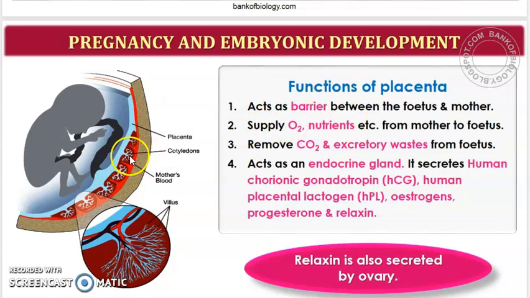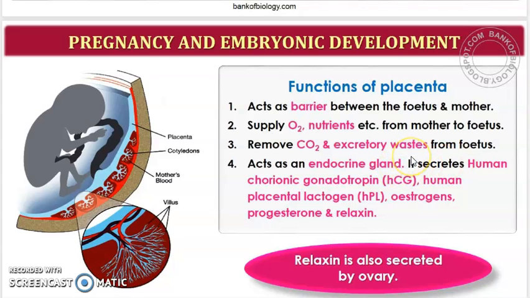So it is through this placenta that necessary substances like the oxygen and the nutrients will reach the embryo. And in the same way, the removal of carbon dioxide and excretory waste substances from the fetus into the mother's body is also done with the help of placenta.